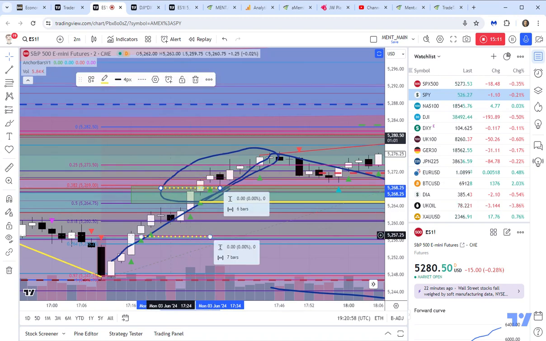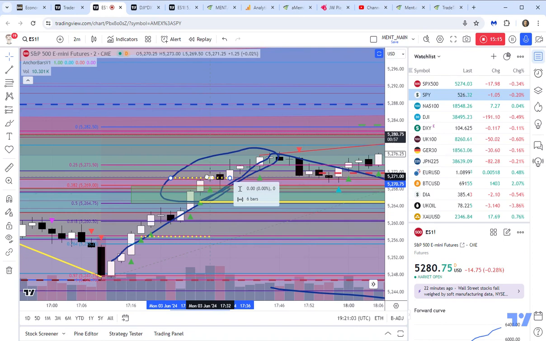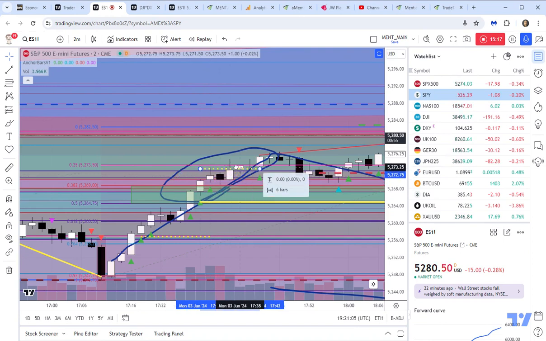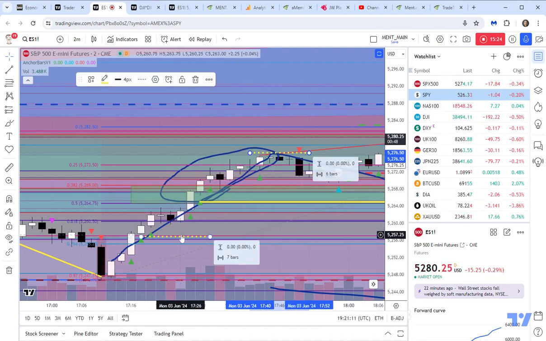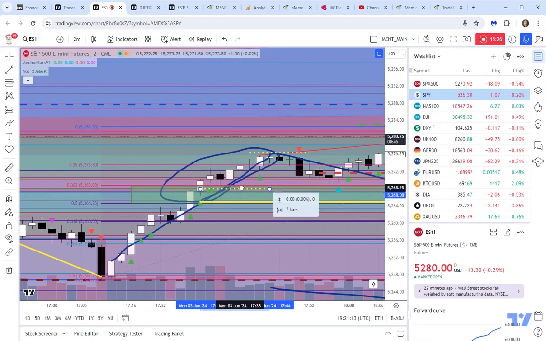So here we go. Get another confirmation bar. Lovely. Move our level up. Leave this level here. We get another confirmation anchor bar here. Move it up. Another confirmation anchor bar here. Move it up. Another confirmation anchor bar here. Move it up. Now at this point, we can move our stop up probably into this area or a little higher.